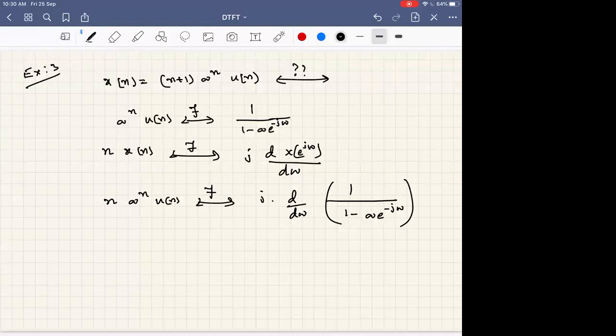Let us complete this. So what does this differentiation give? J times, 1 by 1 minus a into e power minus j omega whole square, into a into e power minus j omega, into minus j. Is this missed?